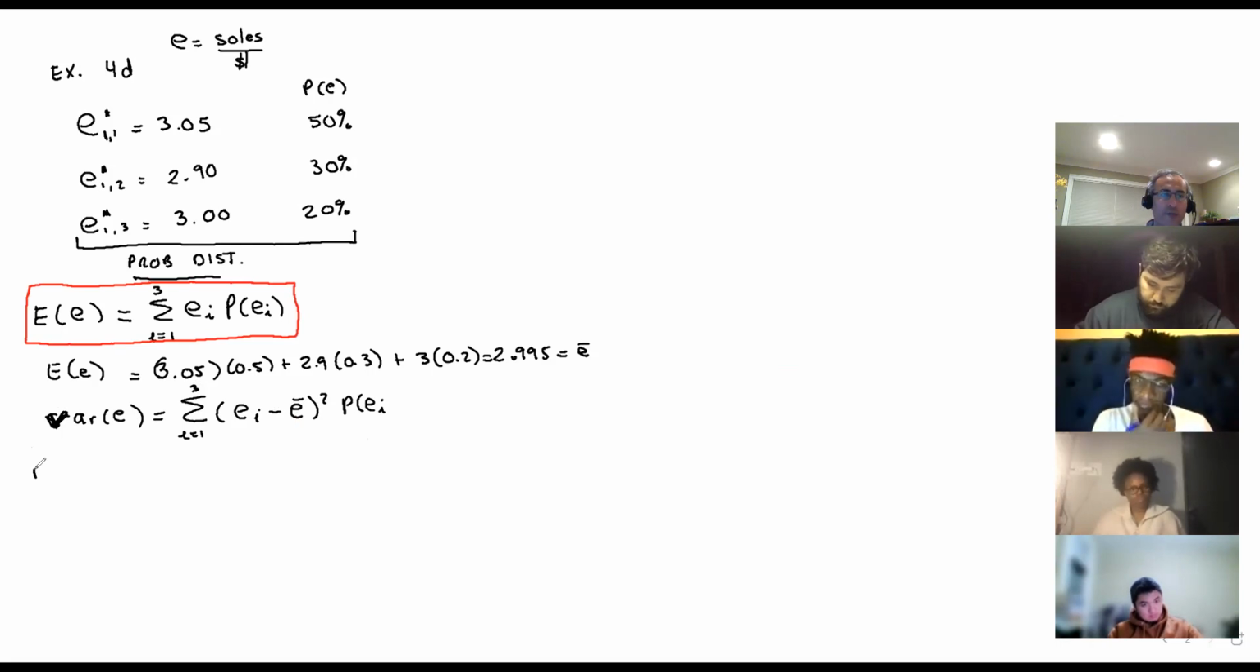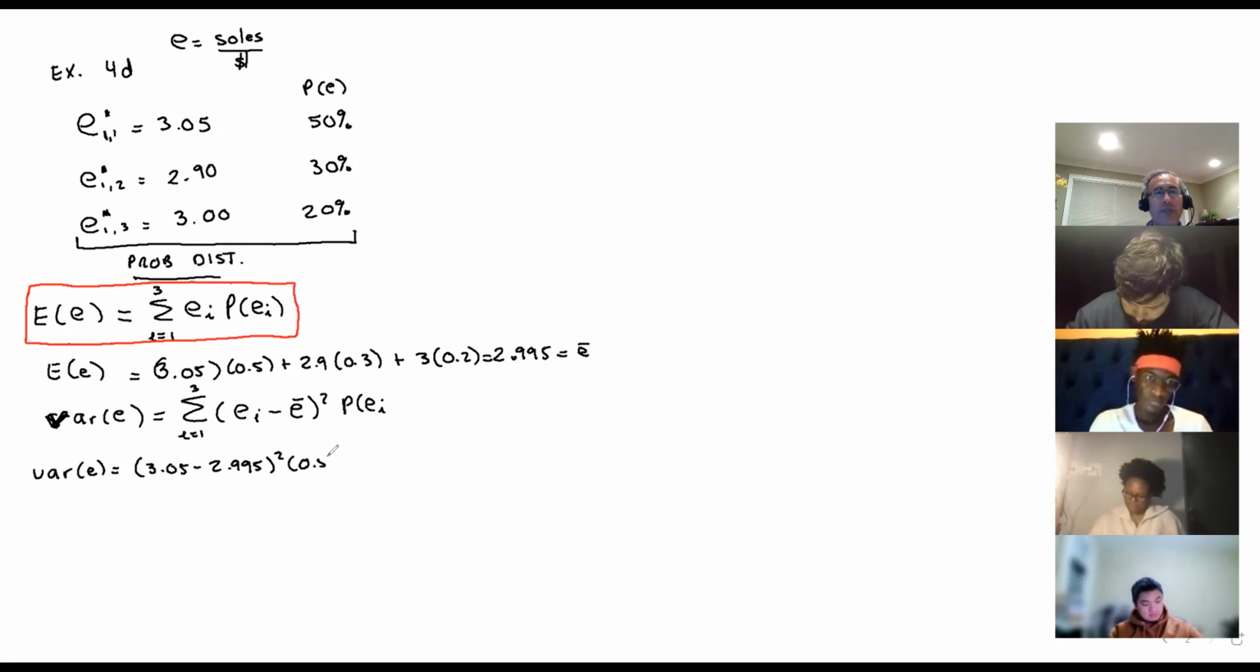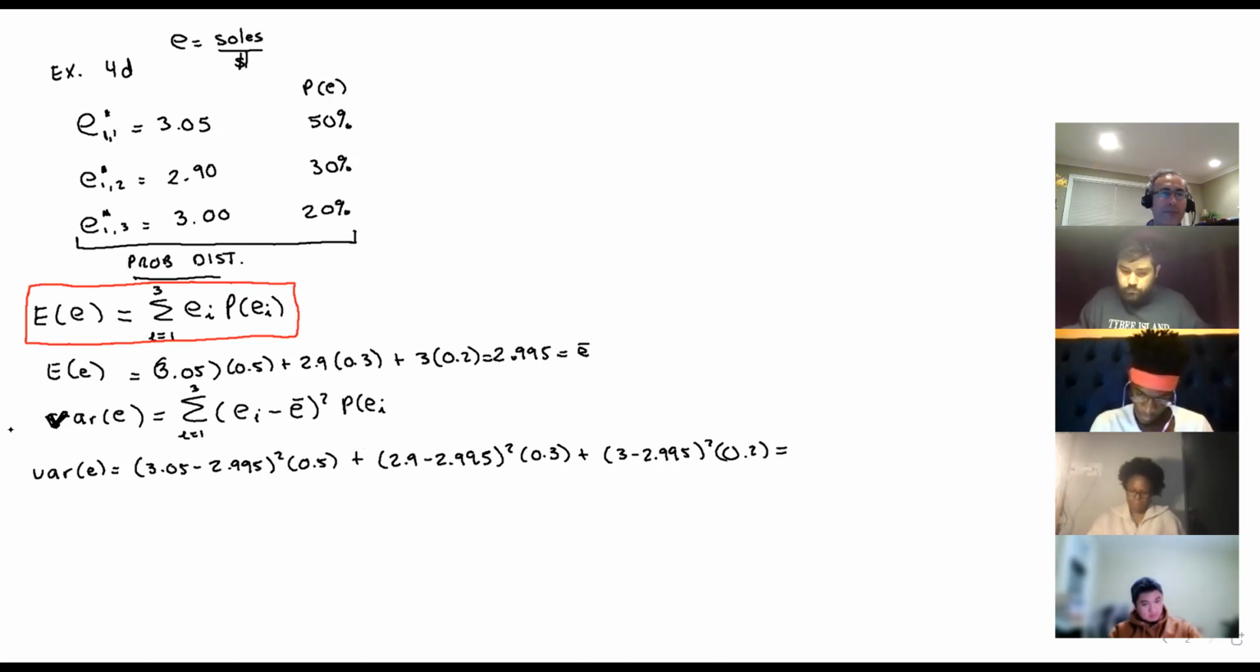So if we use the formula, the variance of E is going to be basically, what is that? 3.05 minus 2.995 squared multiplied by 0.5 plus 2.9 minus 2.995 squared multiplied by 0.3 plus 3 minus 2.995 power 2 multiplied by 0.2. I need your help, guys, giving me this number. So the standard deviation of E is simply the positive of the square root of the variance.